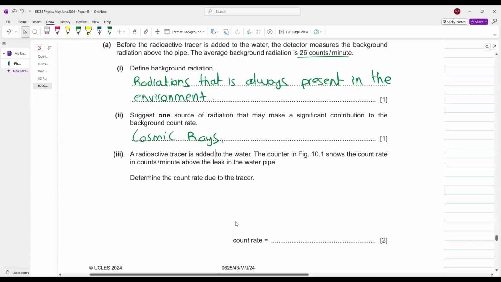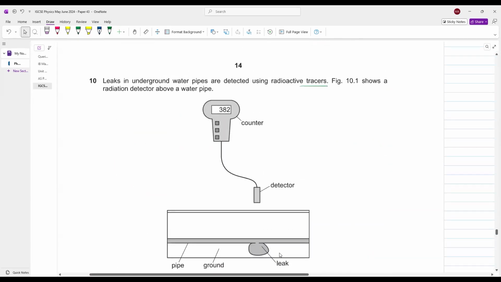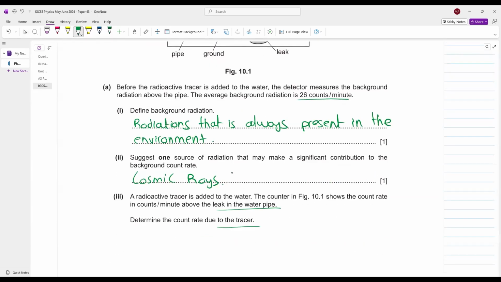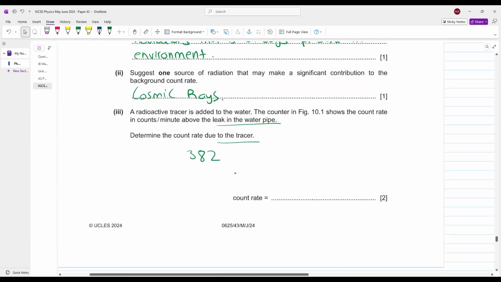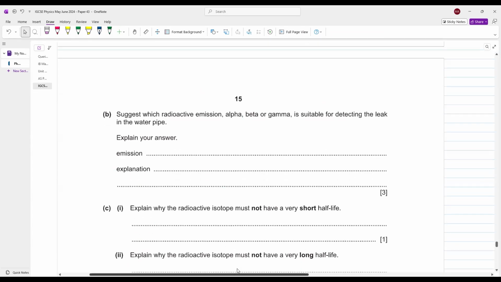A radioactive tracer is added to water. The counter in figure 10.1 shows the count rate in counts per minute above the leak in the water pipe. Determine the count due to the tracer. This is your reading, but this also includes background radiation, which was 26. What will be the actual reading? 382 minus 26. What does your answer come out to be? 356 counts per minute. Simple.